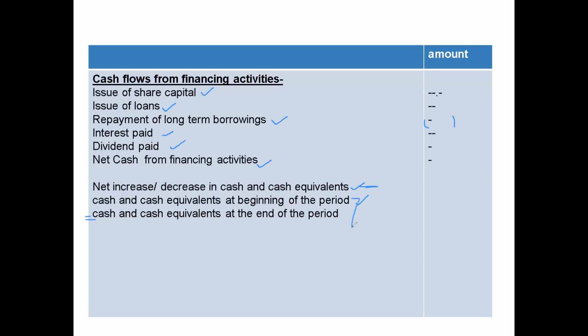So we can say that whatever cash and cash equivalents are given in the balance sheet, the difference between the beginning and end would be the net increase or decrease in cash and cash equivalents in cash flow statement.